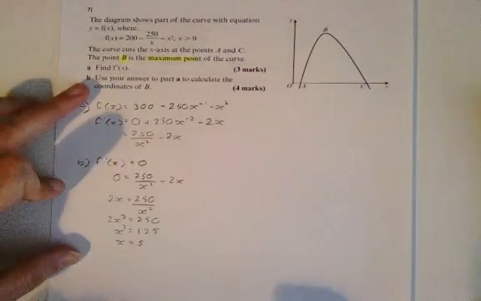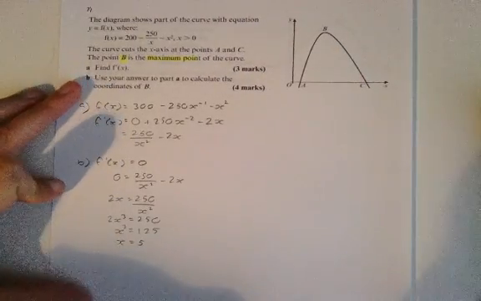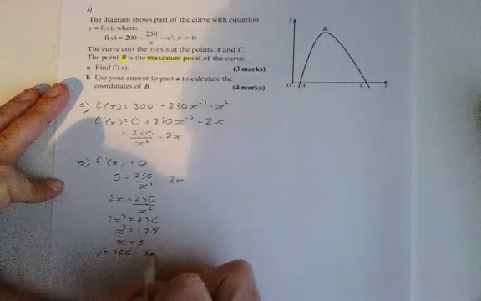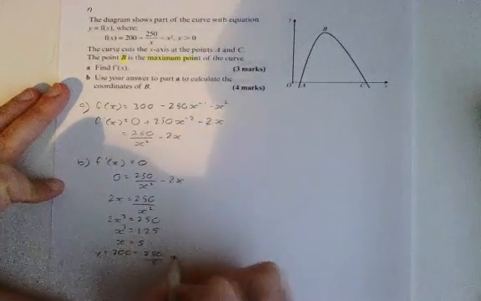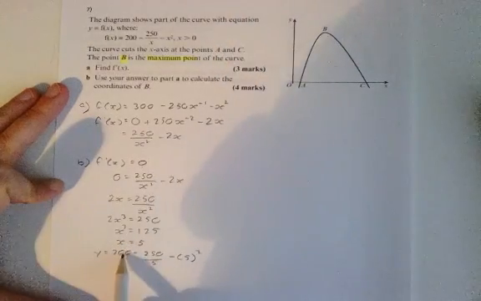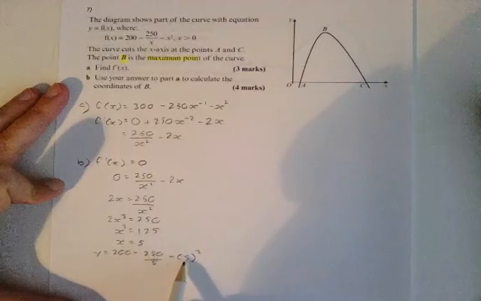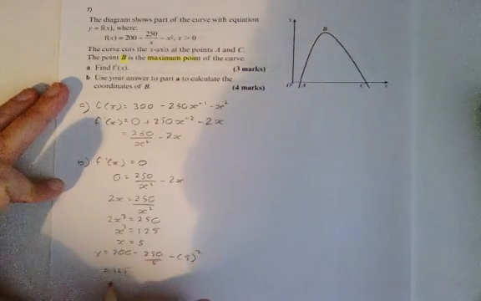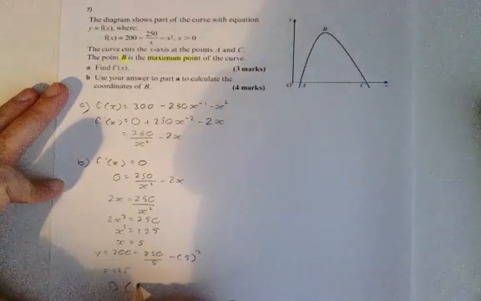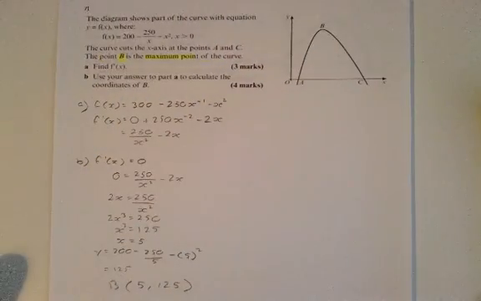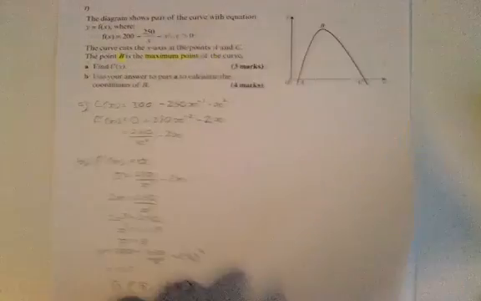Okay. We're not finished just yet because we need the coordinates of B, which means I need y as well. So I'm going to do 200 minus 250 over 5 minus 5 squared. 250 over 5 is 50. 200 minus 50 is 150. Minus 25 is 125. So B has the coordinates 5, 125.